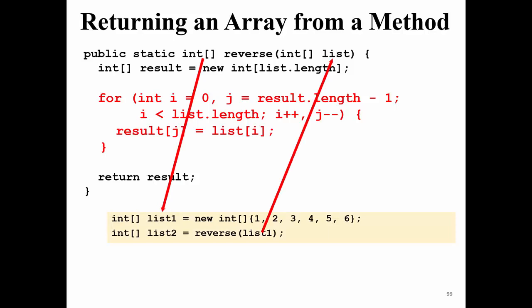How do I call this one? I say int list1, I define a new list of integers, and then I have int list2 and reverse. Now the return data type of reverse is an integer array. So I can assign the returned value from the reverse method to list2. Okay? Any questions about returning an array?